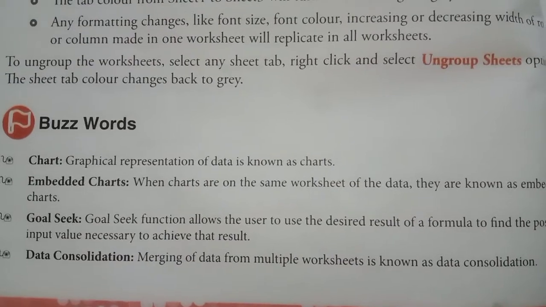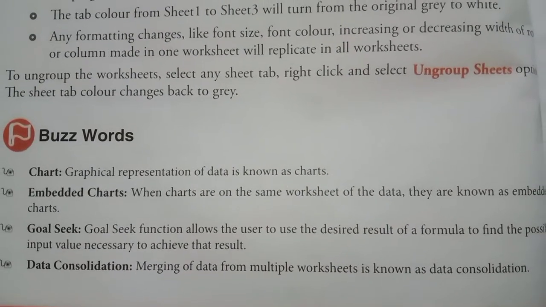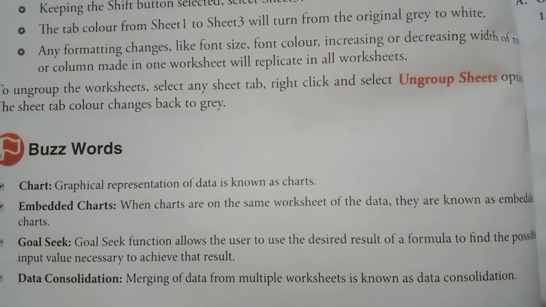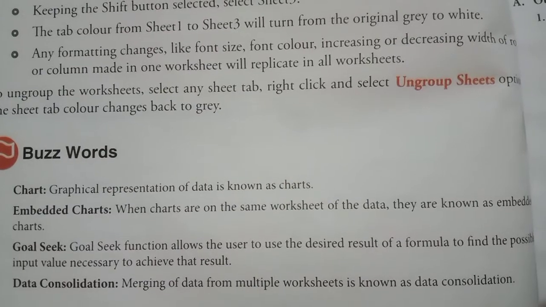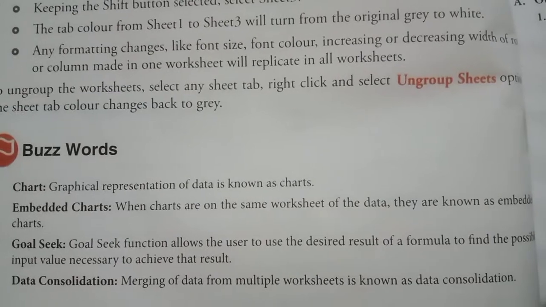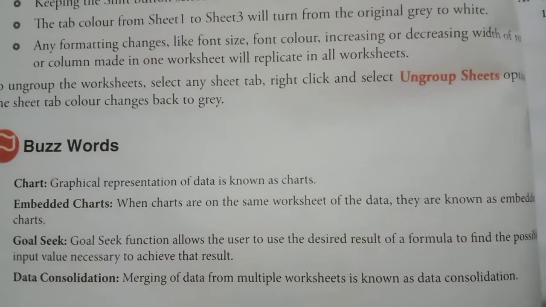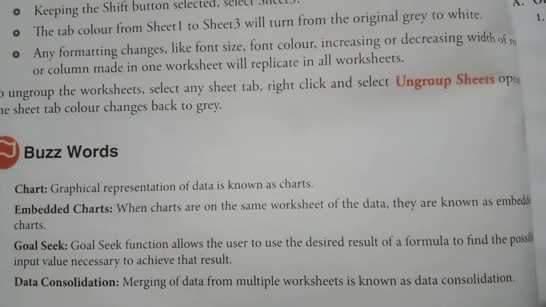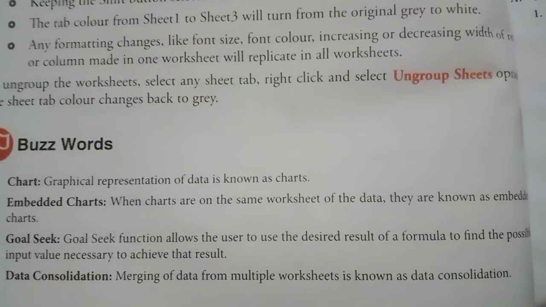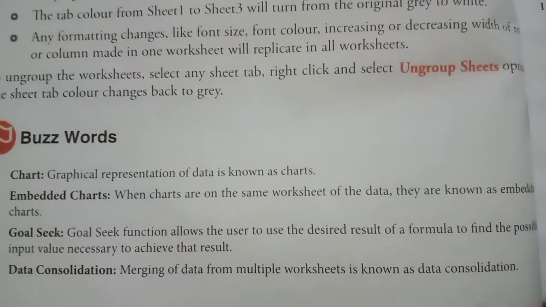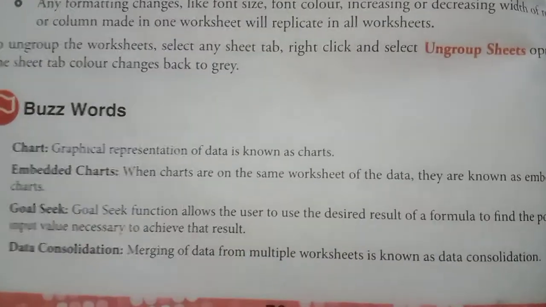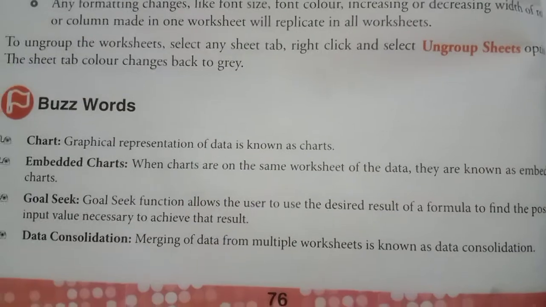Goal seek. What is goal seek? Today we have learned goal seek. Goal seek is a function that allows the user to use the desired result of a formula to find the possible input value necessary to achieve that result. That one is goal seek. What is data consolidating? Data consolidating is merging of data from multiple worksheets. So today's work is that you have to watch this video as well as write these four definitions and the true false and fill ups.